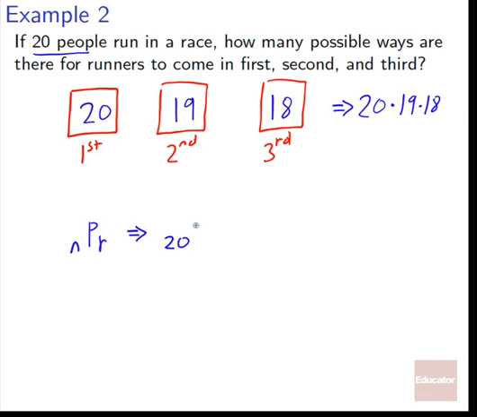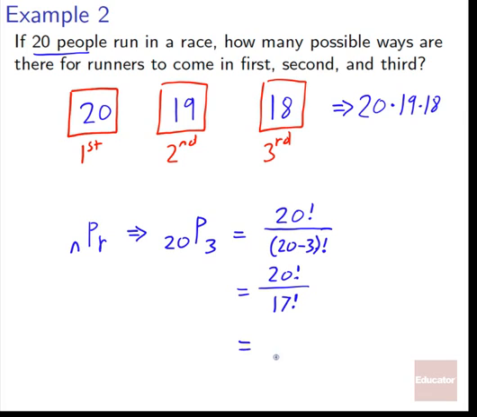Our n in this case is 20 people, so 20P, and then our r is 3 people, because we're looking at pulling out 3 people, caring about order. That gives us 20 factorial divided by (20 minus 3) factorial. So we keep working with this. That's the same thing as 20 factorial over 17 factorial.